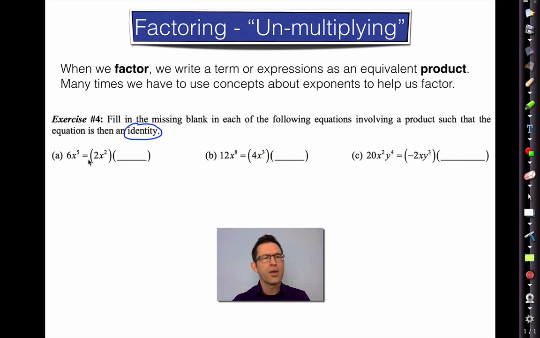Always equal. Well, in order to get the 6, I'd have to multiply the 2 by a 3. Right? 2 times 3 is 6. In order to get an x to the 5th, I'd have to have an x to the 2nd times an x to the 3rd. So there it is. Just filled it in. I just factored 6x to the 5th. All right. So what I'd like you to do is attempt letter B and letter C on your own.